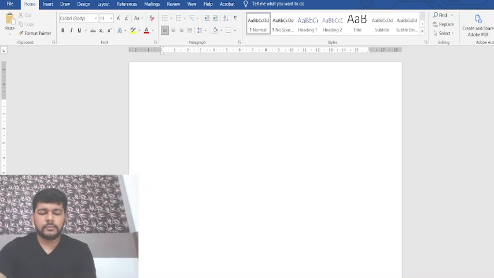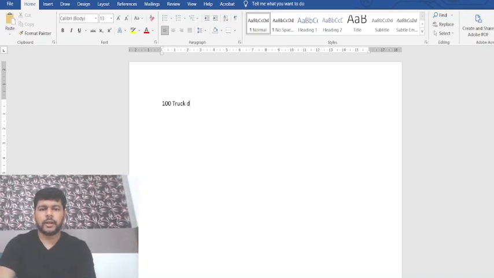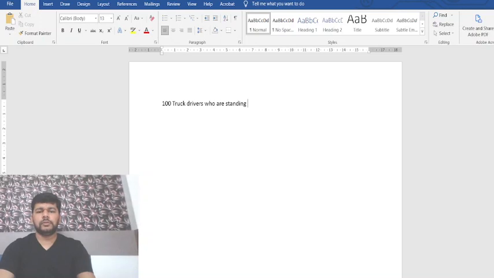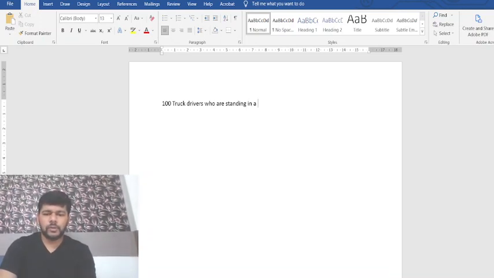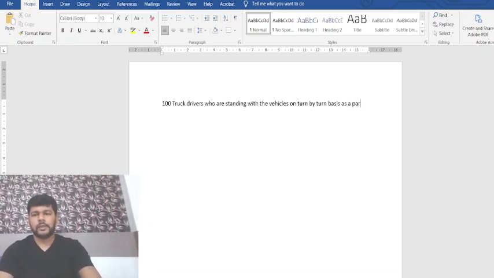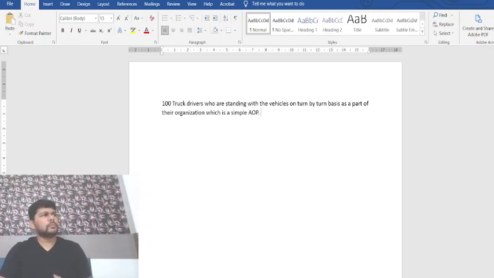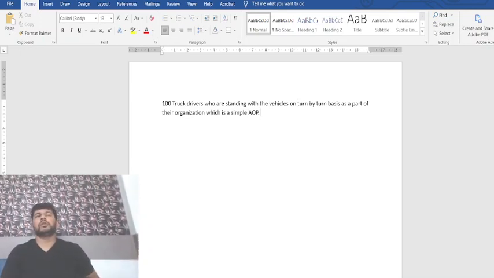Now, let's say there are some 100 truck operators, rather truck drivers, who are standing with their vehicles on a turn-by-turn basis as part of their organization, which is a simple association of persons. Simply take a look around, walk down the street, and you see there are some 100 truck drivers standing with their vehicles.